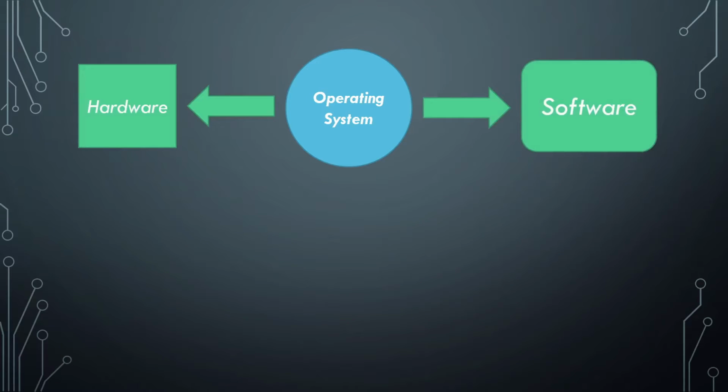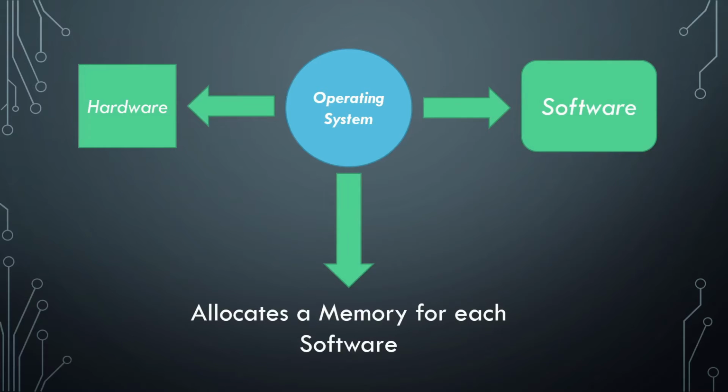Now, there's a major problem if bugs are in the OS, as the OS serves as the middleman between software and hardware. The OS allocates memory for each software. If there is too much software running, the computer might crash.